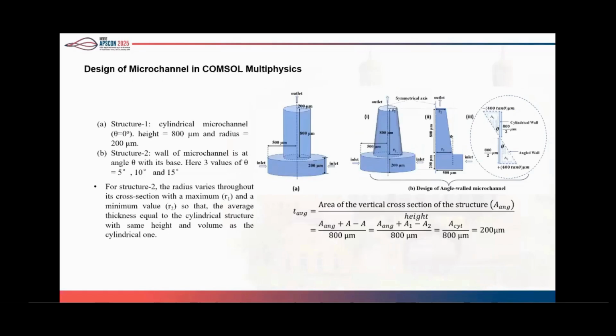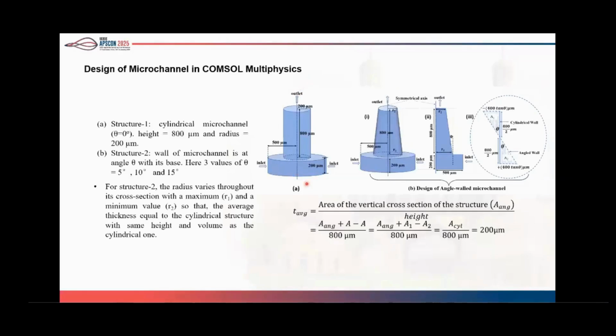To see the effect of different geometrical structures on capillary action of different biofluids inside a microchannel, we have considered two kinds of geometry here. One is the conventional cylindrical one. Here is the reservoir from where the biofluid will come and get out through the outlet.